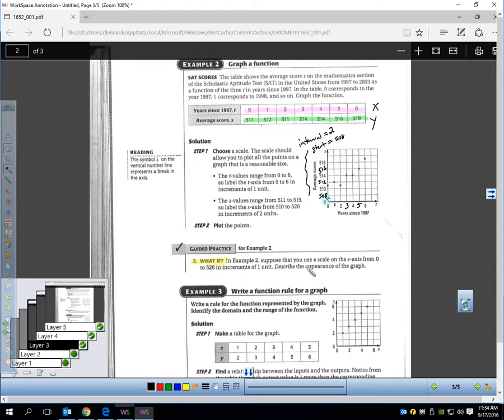What if? And I just talked about this. What if I had chosen a scale that starts at 0 and goes up 1 unit at a time to 520? Describe the appearance of the graph. Well, we just talked about it. It would take pages of graph paper to go 1 unit at a time up to get to 520. And that would kind of break the rule of having a reasonable size graph.